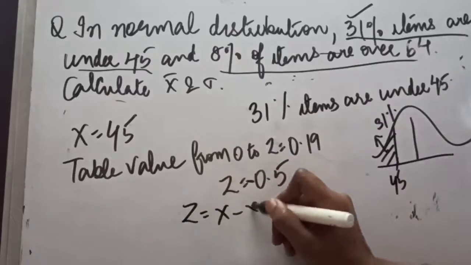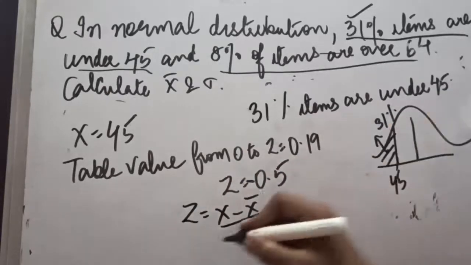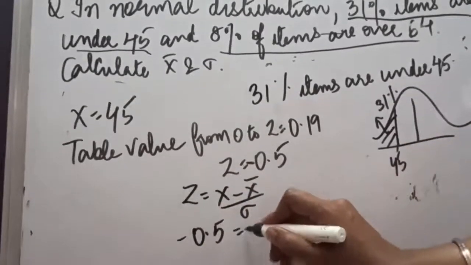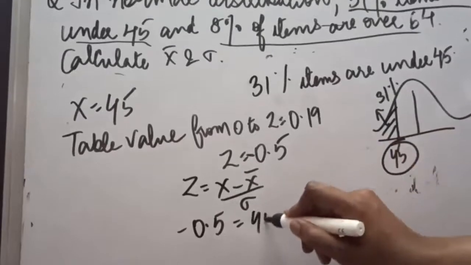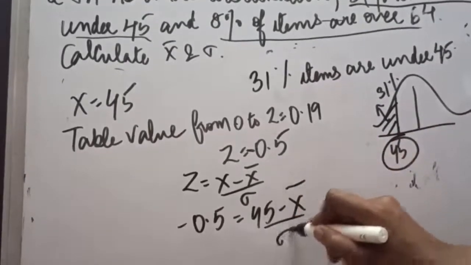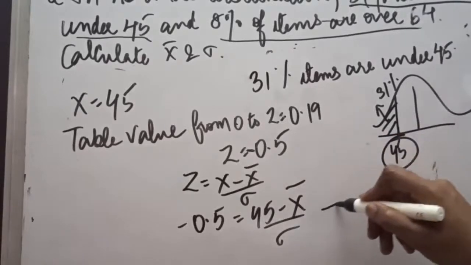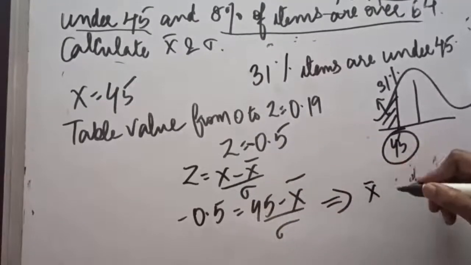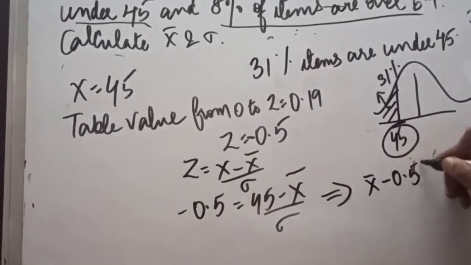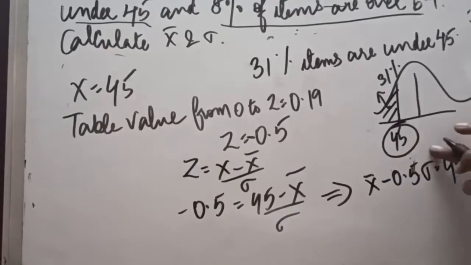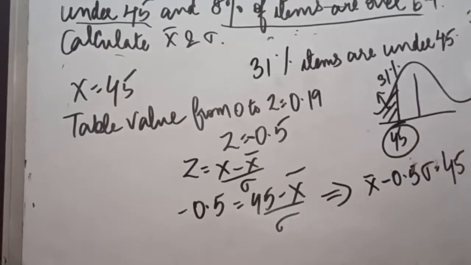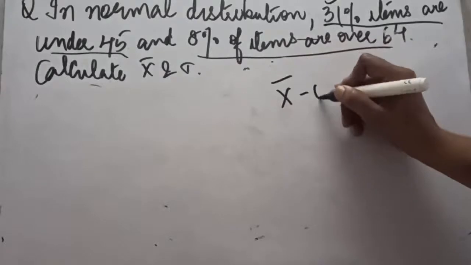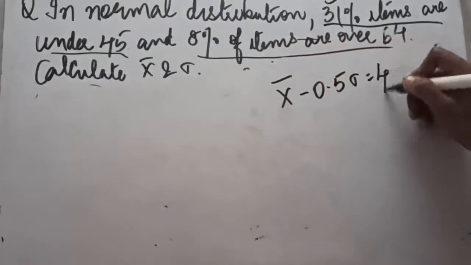z is equal to x minus x mean upon standard deviation. So value of z, minus 0.5, is equal to x is 45. That is the value given. Mean is not given in the question and standard deviation is not given in the question. So from here we will create one equation. So the equation will be x mean minus 0.5 standard deviation is equal to 45. So this will become our equation number 1.